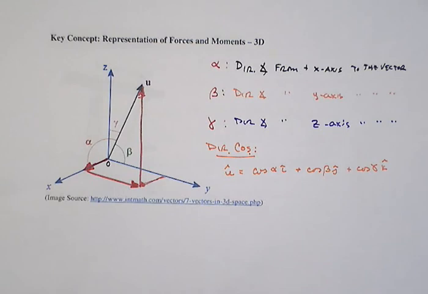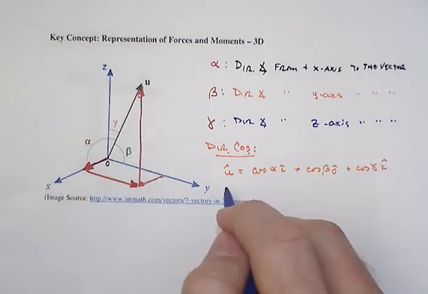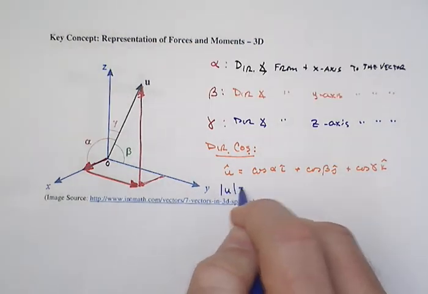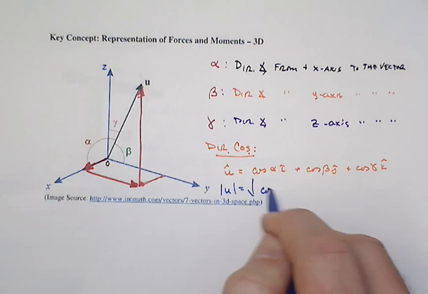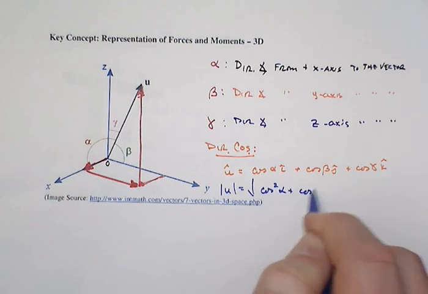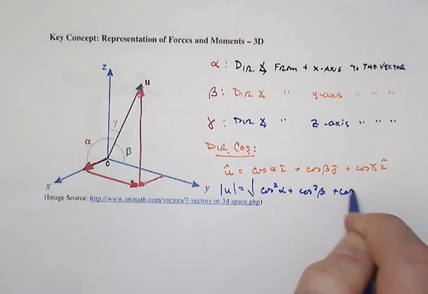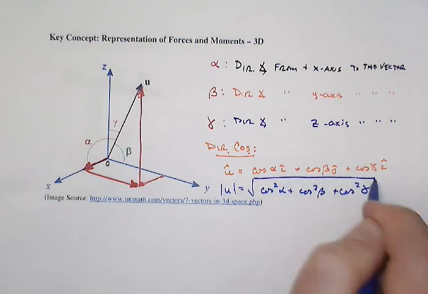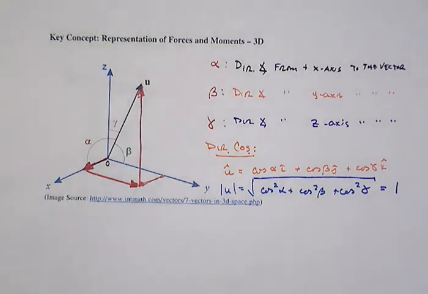Note that in this special case, when we look at the magnitude of u, we get the square root of cosine squared alpha plus cosine squared beta plus cosine squared gamma. That total magnitude will be exactly equal to 1. And whether it is a force or a moment vector, that's how we represent the directional aspects of it.